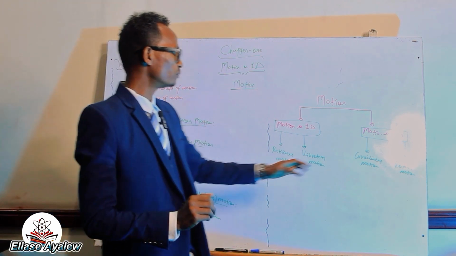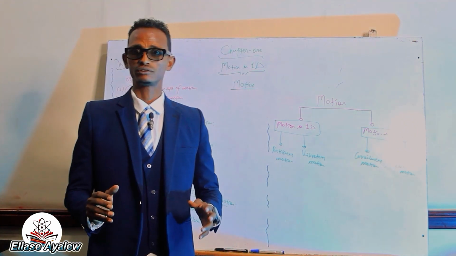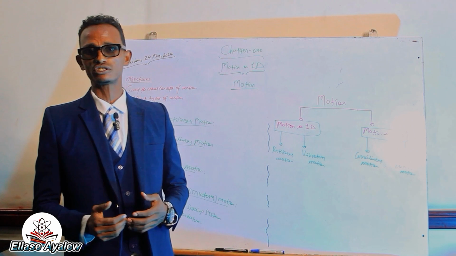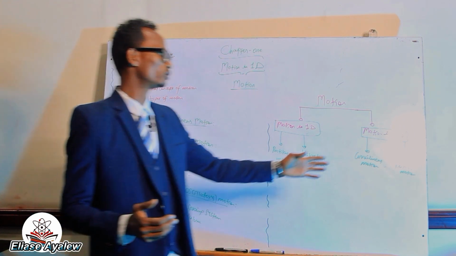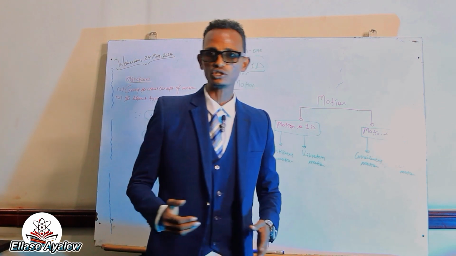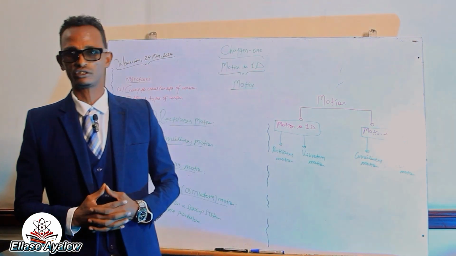And the second type of motion is motion in two dimensions. The remaining types of motion, that means both curvilinear motion and rotary motion, are examples of motion in two dimensions, since in both types of motion, the given moving object will have two velocity components.